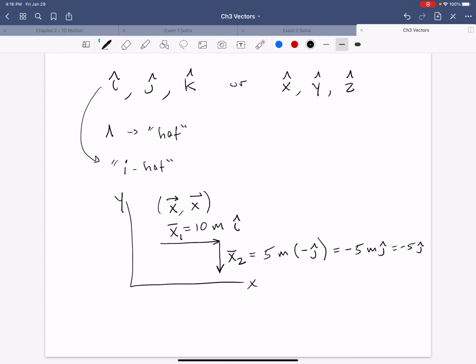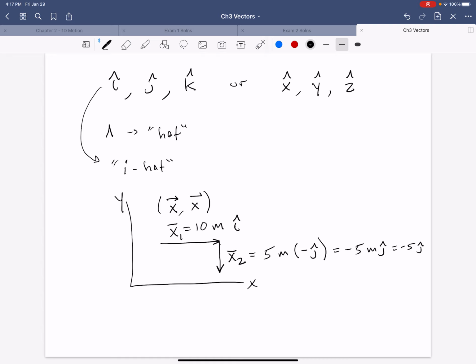Again, that's completely fine. Some books will have i, some books will have x, and I may even accidentally interchange i hat and j hat in my examples. But just so you know, i is for x, j is for y, k is for z. Okay?